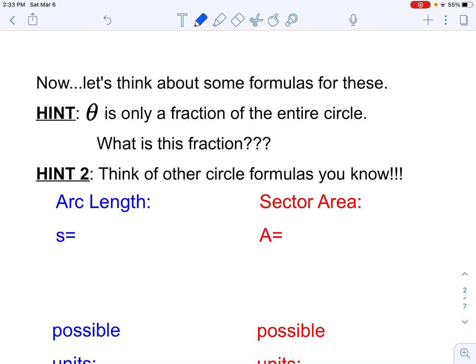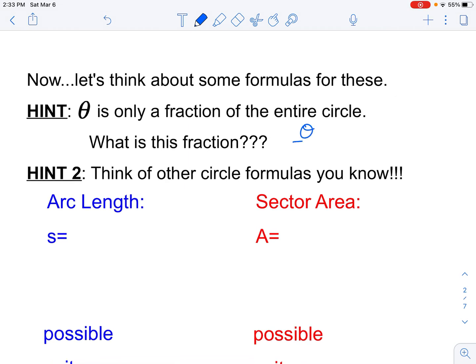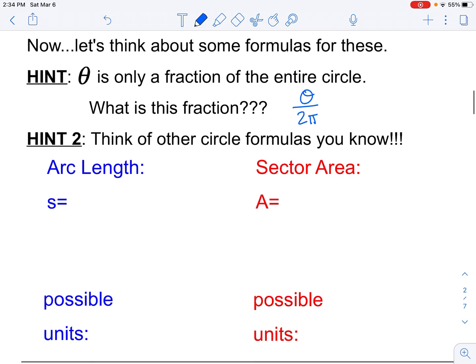Let's think about some formulas that we know about circles. One of the things we have to remember is that theta is only a fraction of the circle, not necessarily the entire circle. So what is that fraction? If theta is, in degrees, 20 degrees, we would take 20 out of 360. However, for all of the formulas in this chapter, we need to be in radians. So instead of dividing by 360, that fraction is going to be theta over 2 pi.